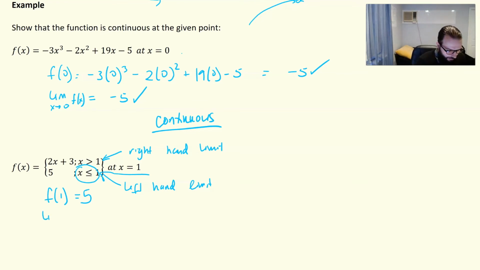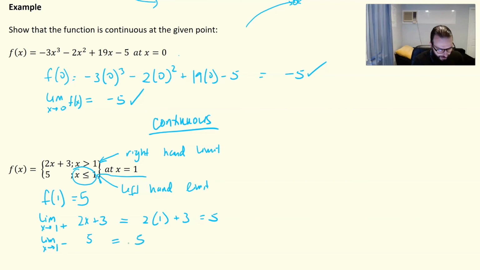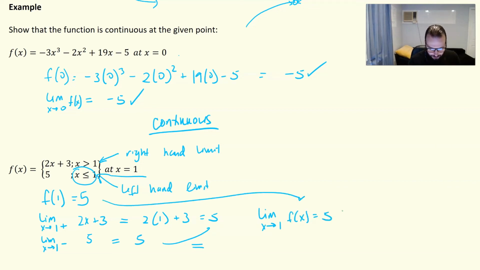So we know that the limit as x approaches 1 from the right-hand side is going to be using this function, 2x plus 3, and we're just going to fill in 1 here. We're going to do 2 times 1 plus 3, and we do get 5. We also know that the limit as x approaches 1 from the left-hand side of 5, well, it's just 5. It's a horizontal line. So since these two are equal, the limit as x approaches 1 of f of x is in fact 5, which is also equal to f of 1. So this function is also continuous.